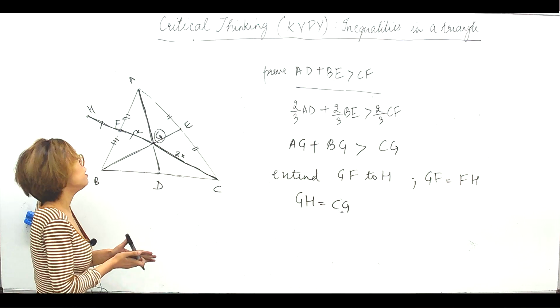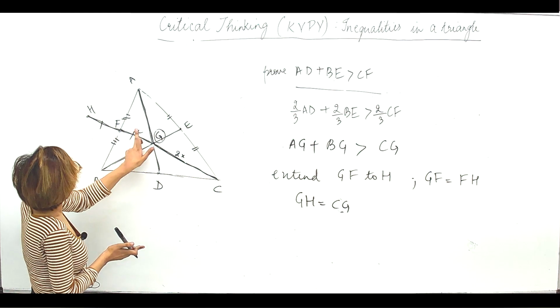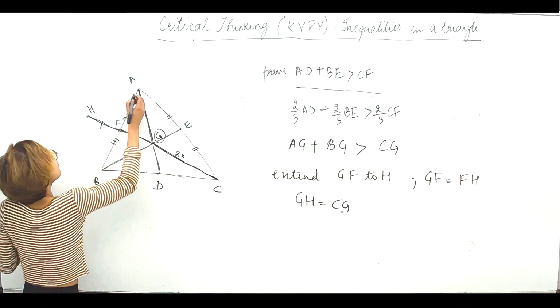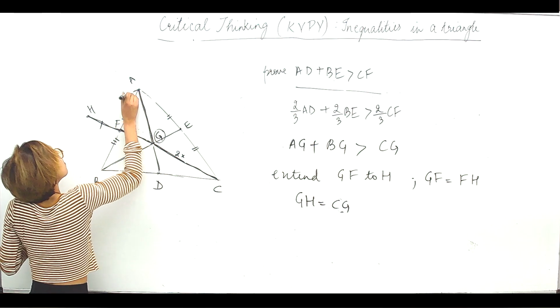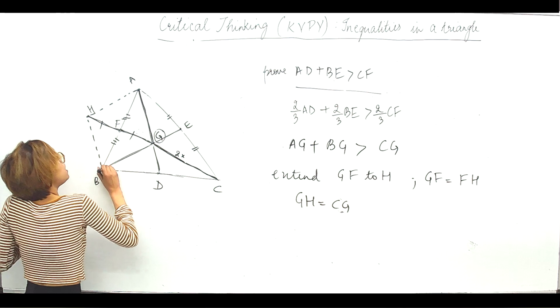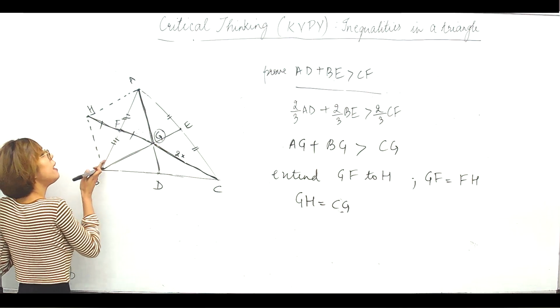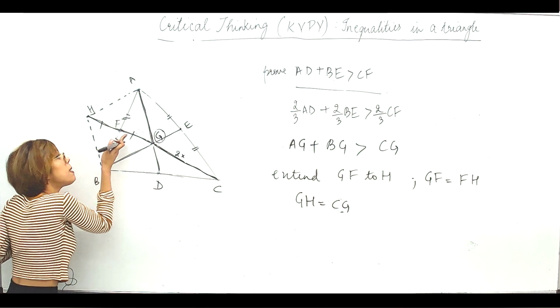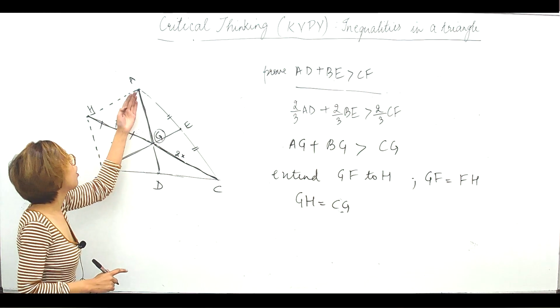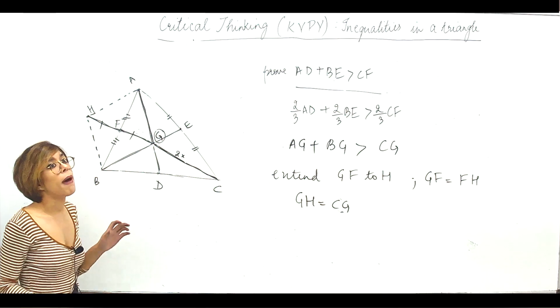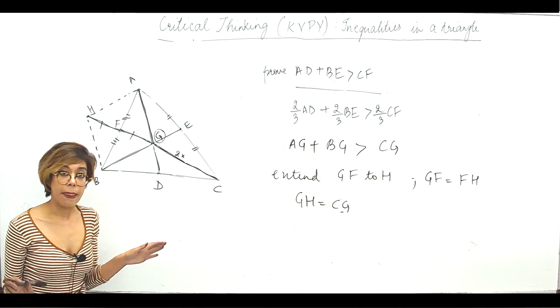Just look at it. Now let's remove this. This is equal to this. This is equal to this. Now consider this quadrilateral AHBG. Diagonals bisecting each other. What kind of quadrilateral is this? AHBG is a parallelogram, right?